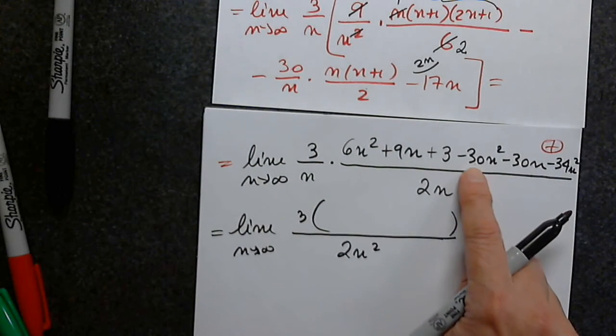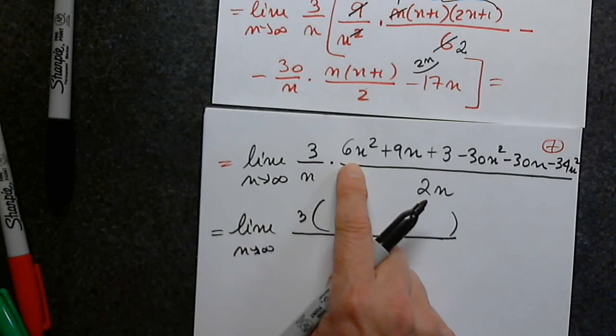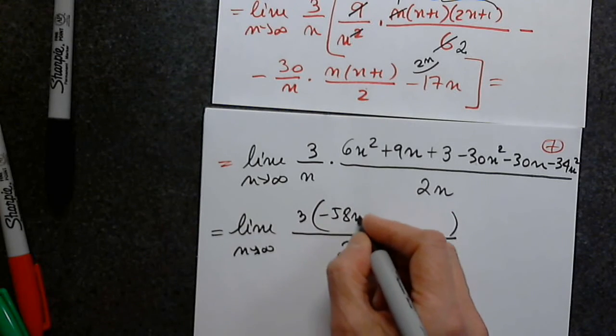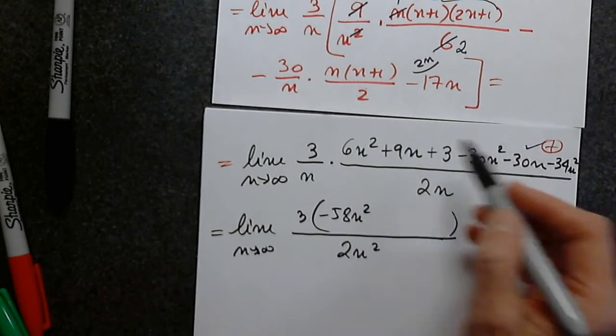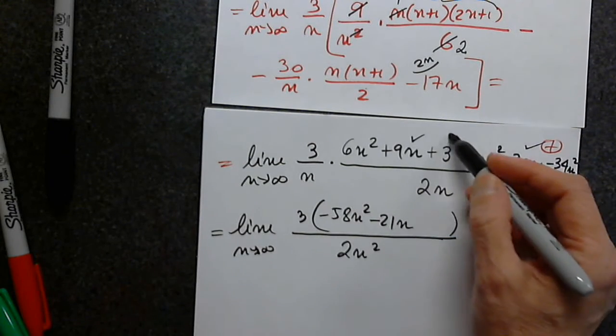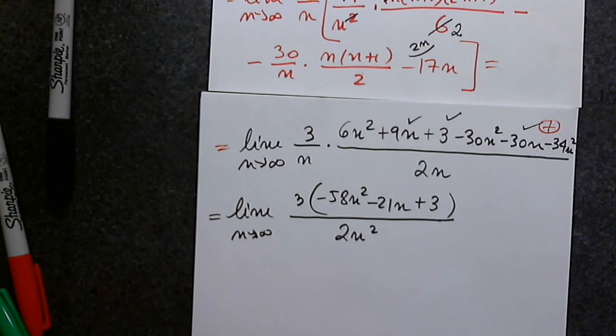So negative, this is negative 64, but plus 6. Negative 58n squared. Perfect. Now these two, negative 21n. And now this one alone, plus 3. At this point, you can give me the answer or apply L'Hopital's rule. If you don't remember, please apply L'Hopital's rule. If you do remember, give me the answer.